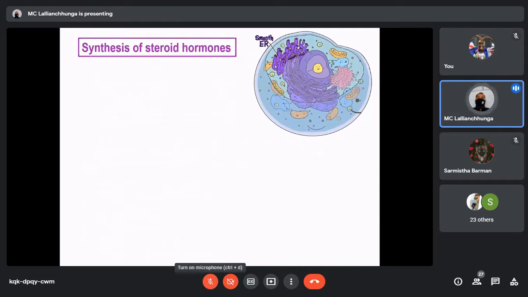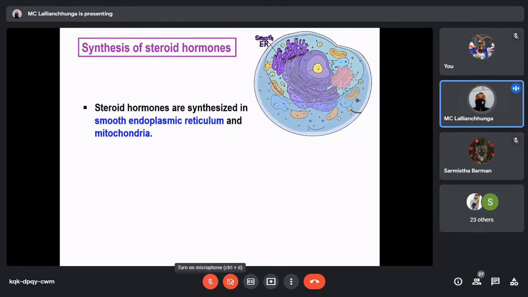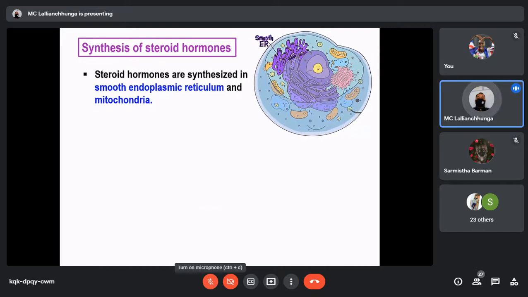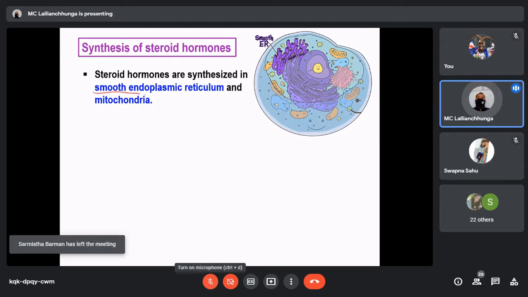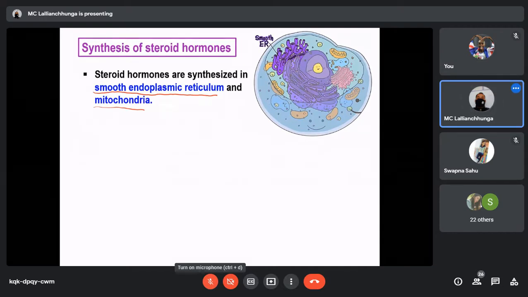So how are these synthesized? Again, briefly we'll discuss it. Steroid hormones are synthesized in the smooth endoplasmic reticulum and mitochondria. So earlier, peptide hormones are synthesized in which organelle? Peptide hormone, please tell me, what is the site of synthesis of peptide hormone in a cell?